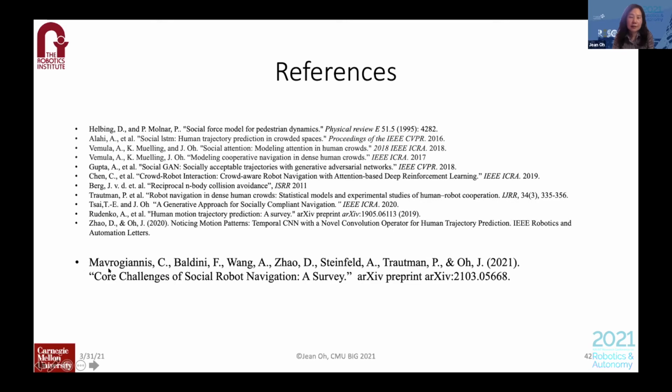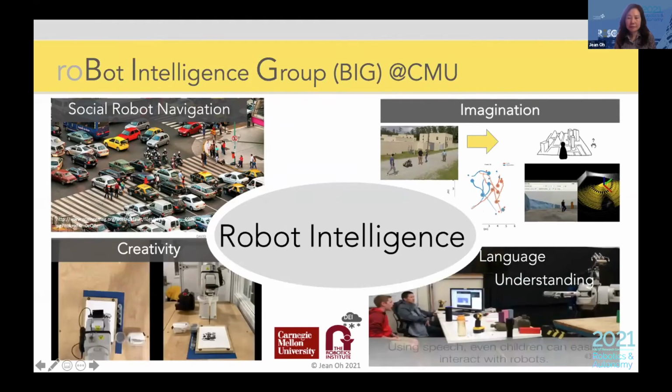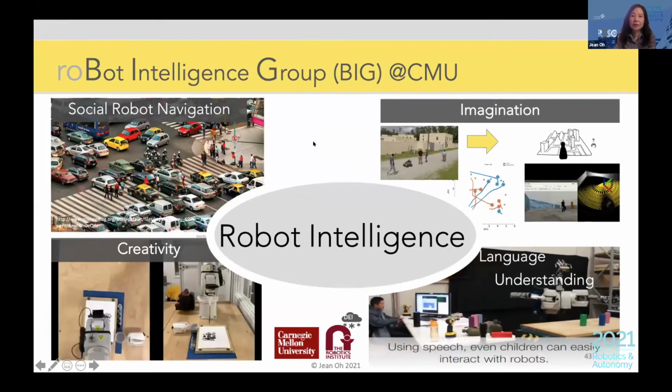And then we recently finished this quite long survey on the core challenges of social robot navigation. I only touched a brief surface of this article, but if anyone's interested, this is on arXiv right now, and also under submission for a journal. Okay, and then I'll show a little bit about what my group is doing in addition to social navigation.